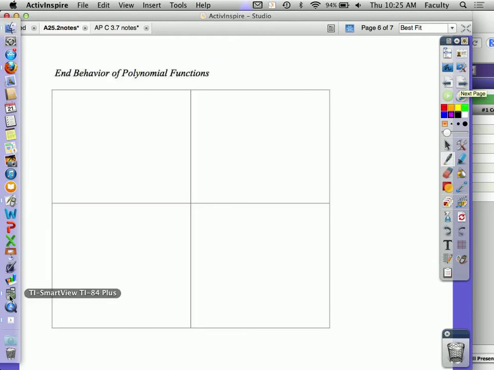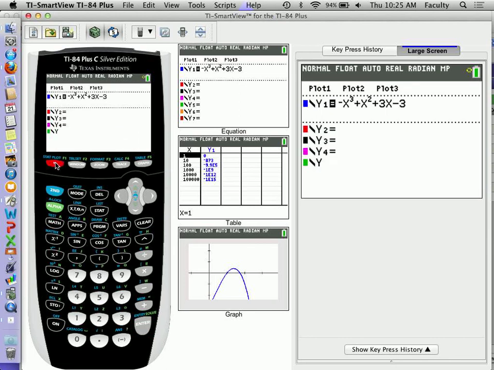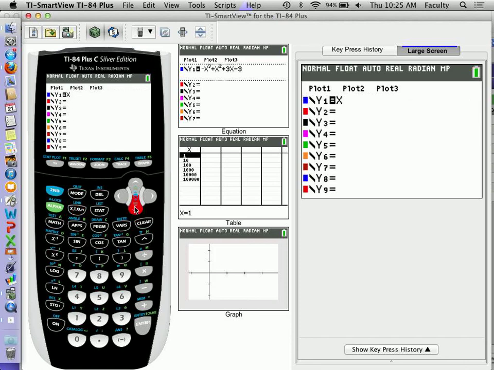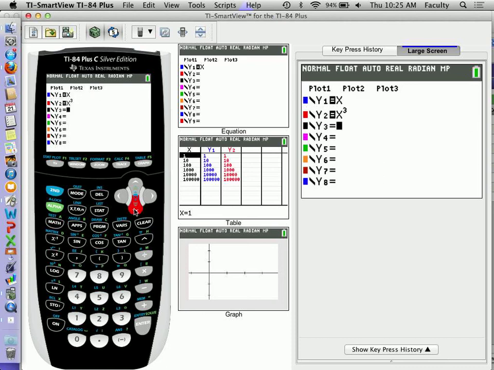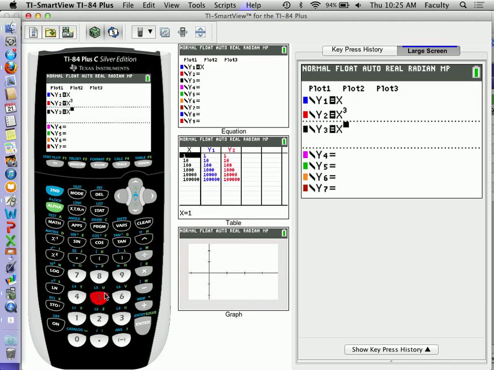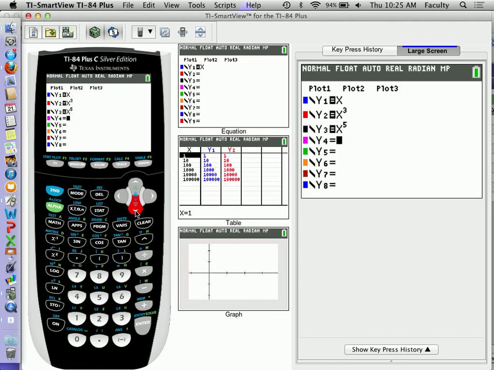All right, now we're going to do an exploration. I want you to go to your Y screen, take out your calculator, and we're going to explore. In y sub 1, put x. Y sub 2, put x cubed. And in y sub 3, put x to the 5th. To reset it back to a standard window, I'm going to press Zoom 6.